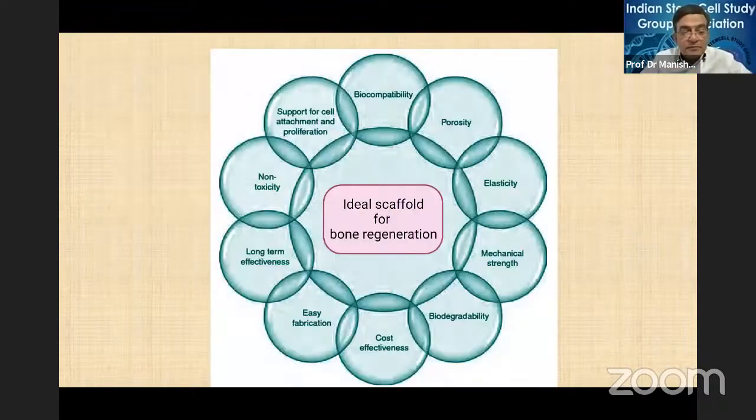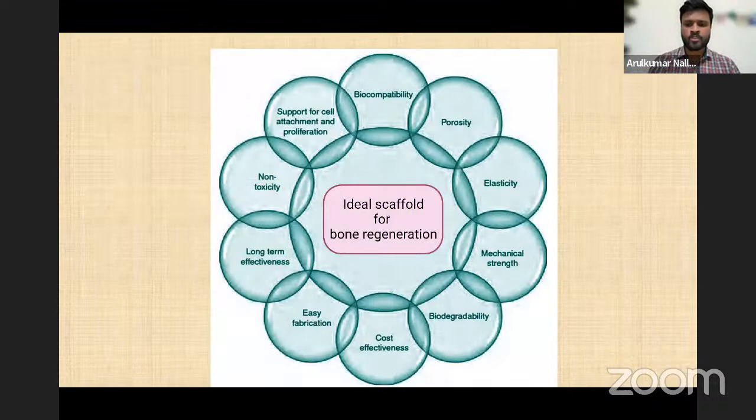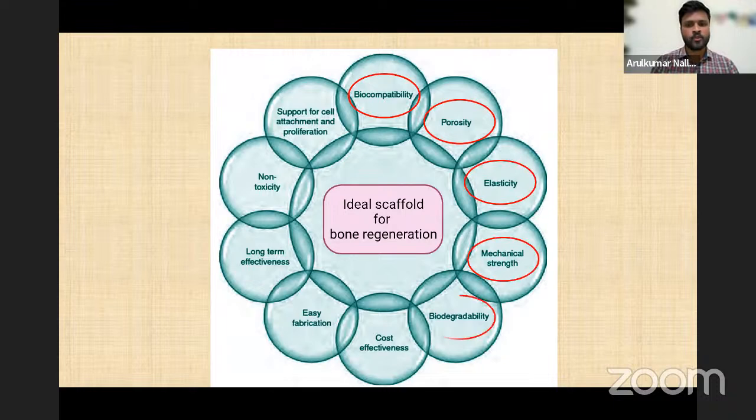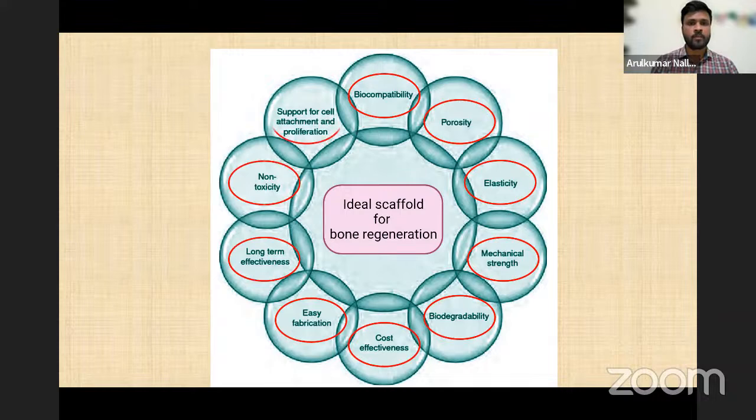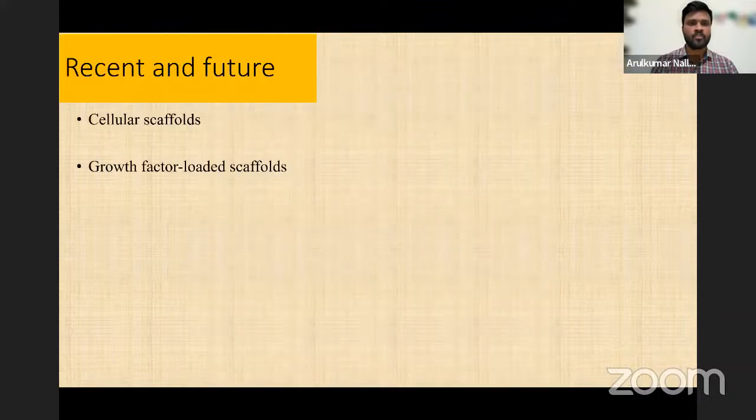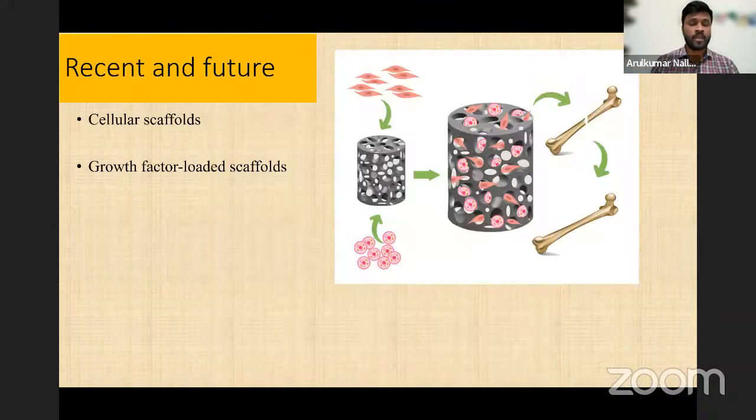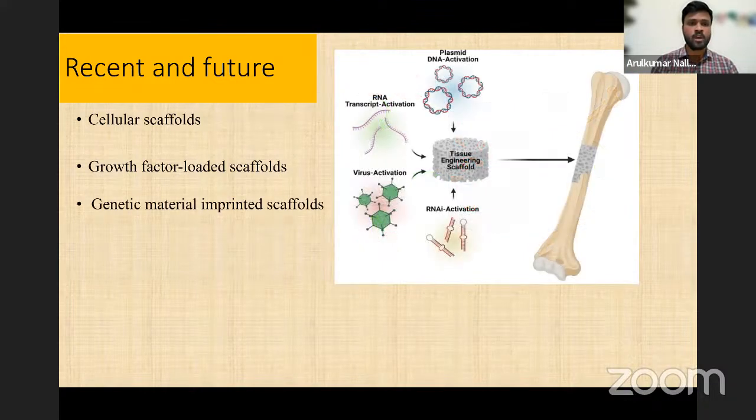Yeah, sure, sir. So an ideal substitute possesses good biocompatibility, porosity, elasticity, mechanical strength, and biodegradability. It should be cost effective and an easily fabricated material. Long-term effectiveness should be there. It should not possess any toxicity, and it should support cell attachment and proliferation. So our future motto should be to design cellular scaffolds, growth factor loaded scaffolds, or genetic material impregnated scaffolds when we are dealing with these bone defects.